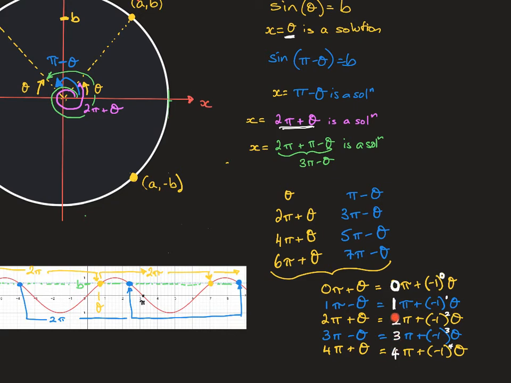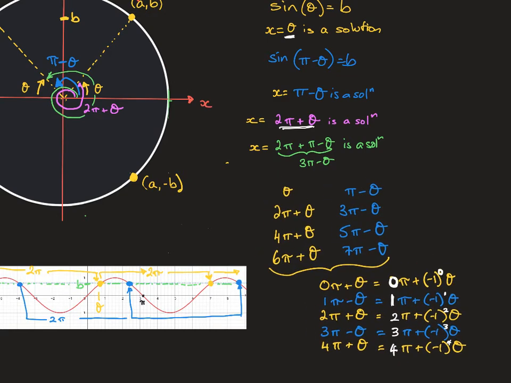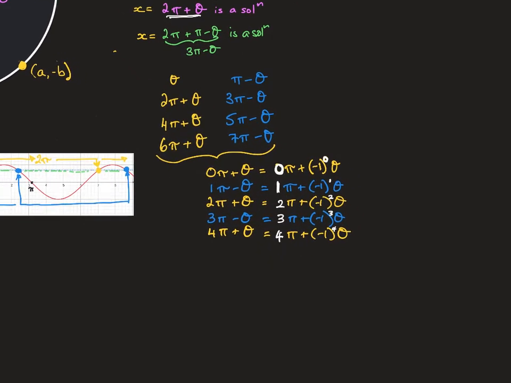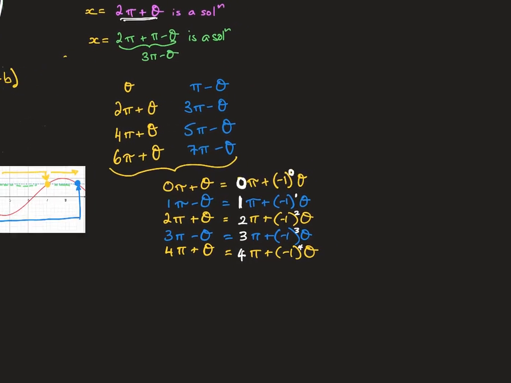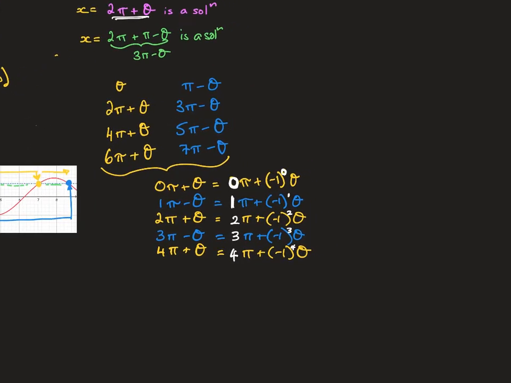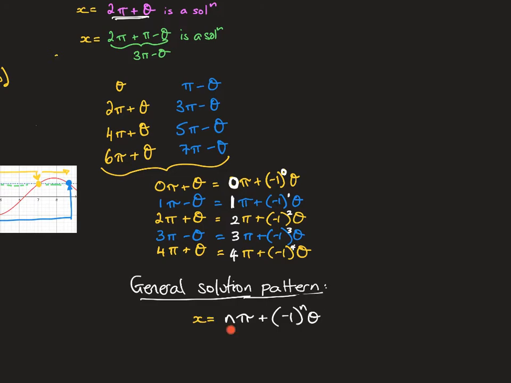And so what I'm going to do is replace this coefficient at the front with a counter, and I'm going to use the letter n as our counter. And so our general solution is going to have an n for our counter position here, and also for our power of minus 1. So here is our general solution pattern. Our counter times pi plus minus 1 raised to the power of our counter times theta.